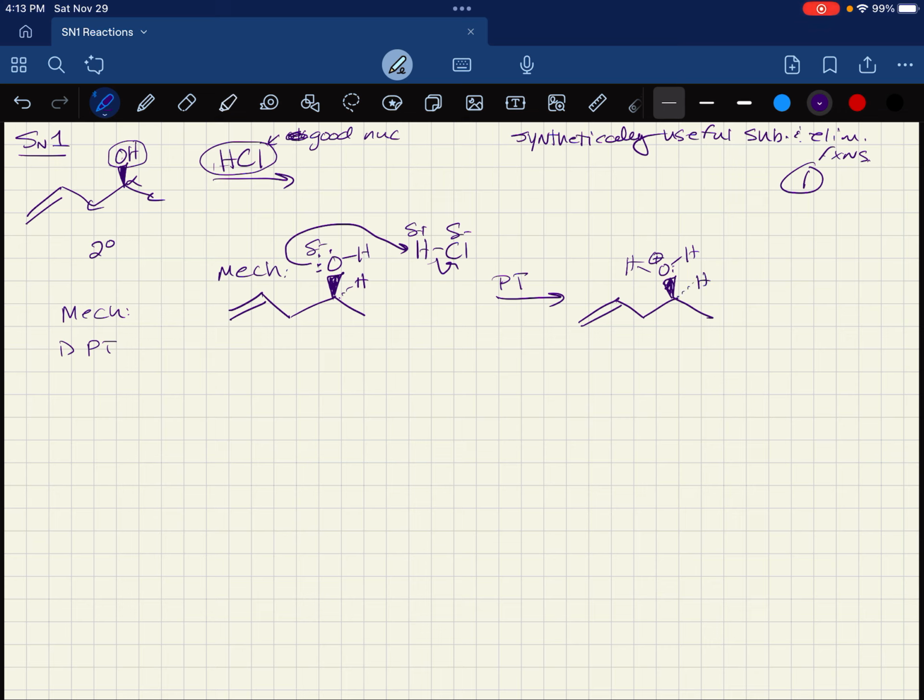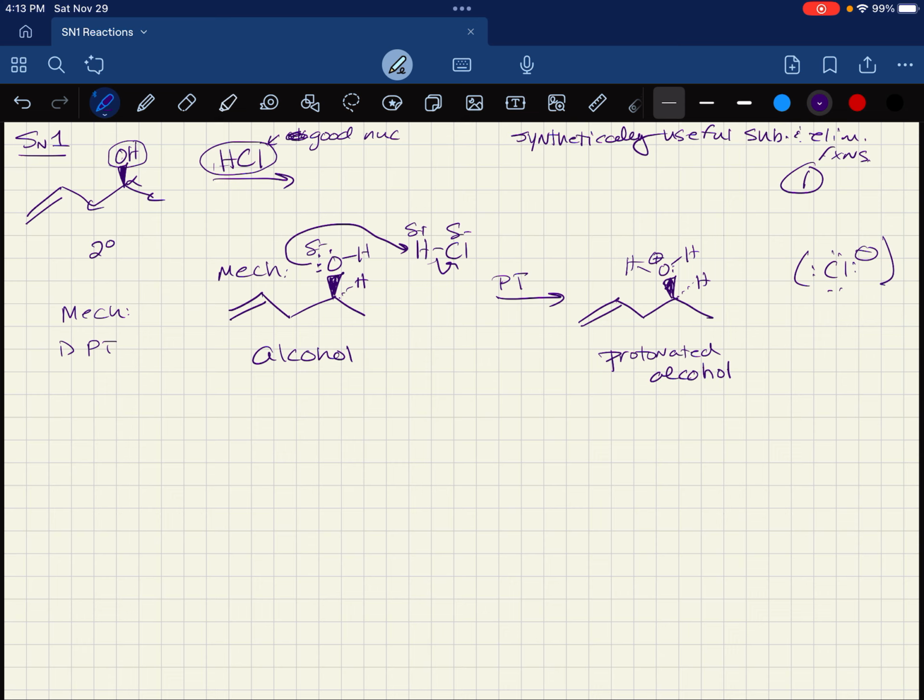Okay, so now we have our protonated alcohol. So this was an alcohol. Now we have a protonated alcohol. And we do have chloride anion now present. We made that as the byproduct from the HCl. And so here is kind of where we have a decision point.